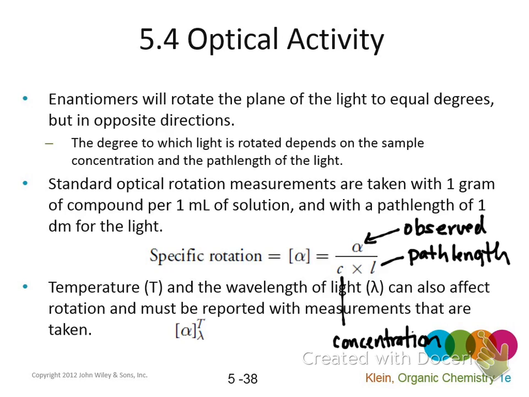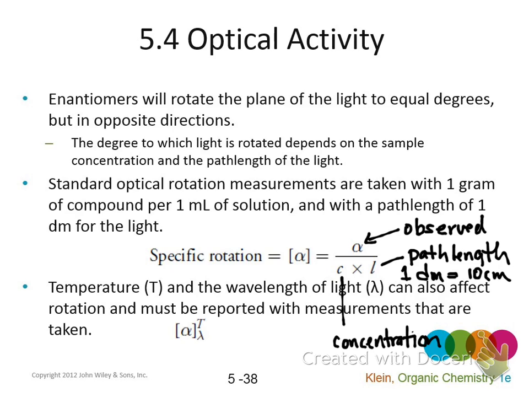Path length is measured in decimeters. I don't know why they do these things like this. What is a decimeter? Anybody know? We hardly ever use it. It's 10 centimeters. Why didn't they just use centimeters? They didn't. So path length is measured in what we call decimeters, and 1 decimeter is 10 centimeters.